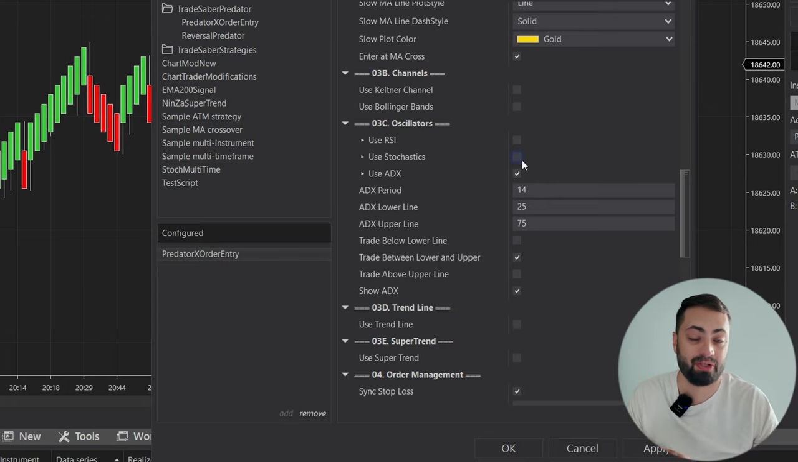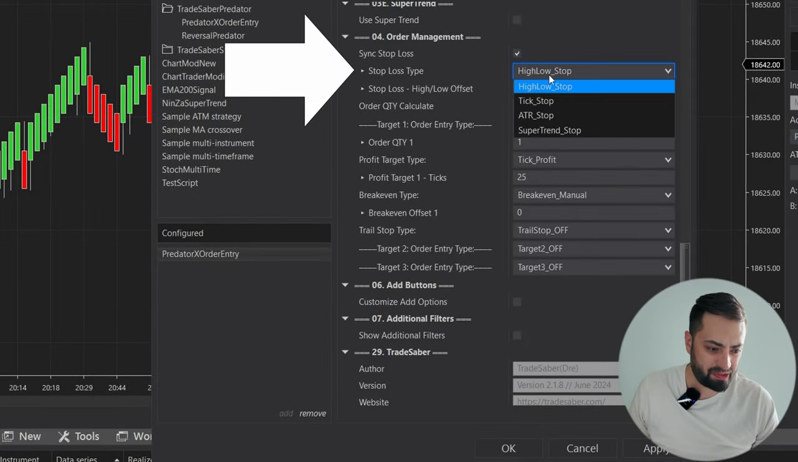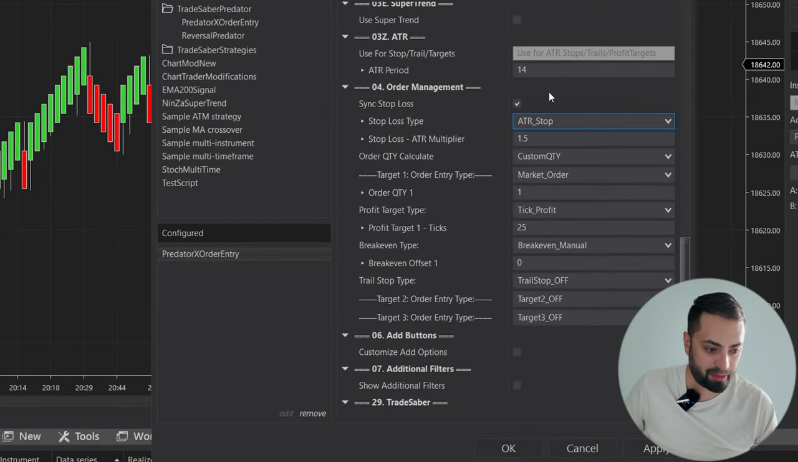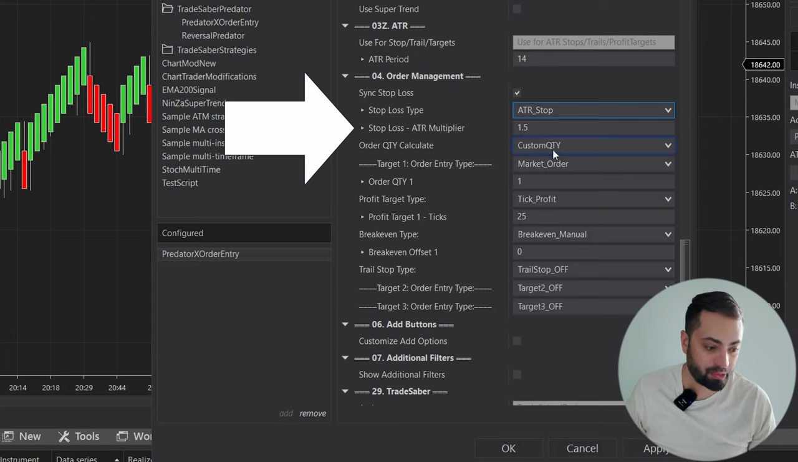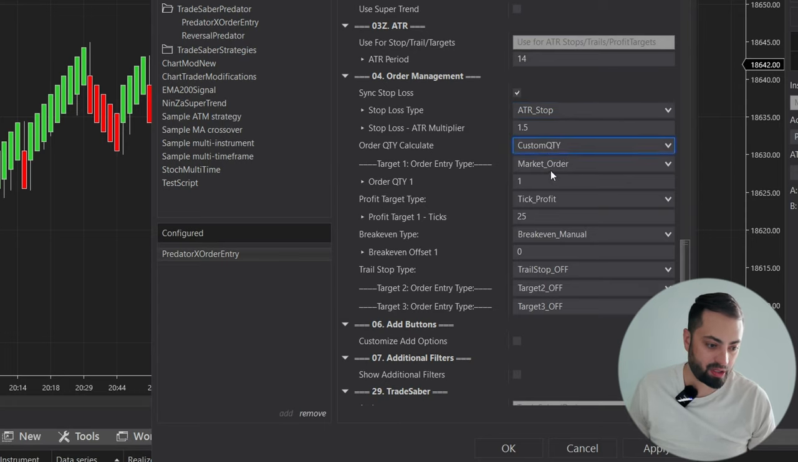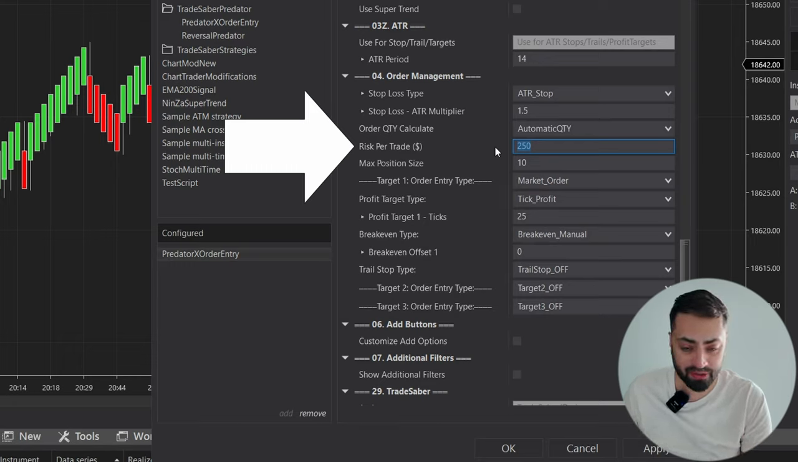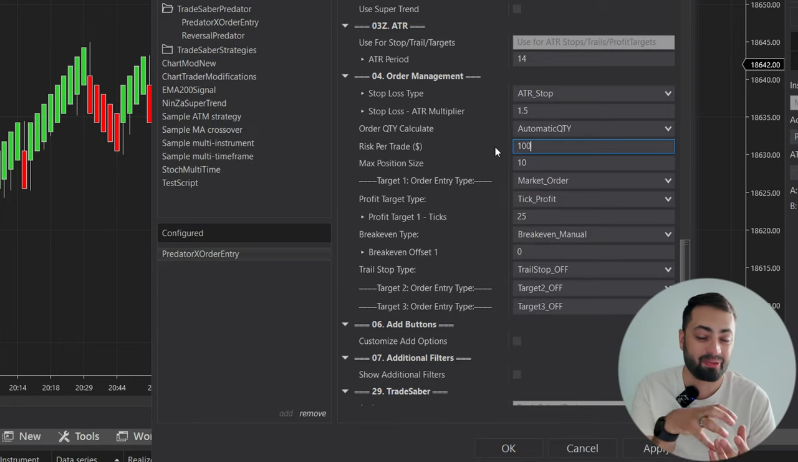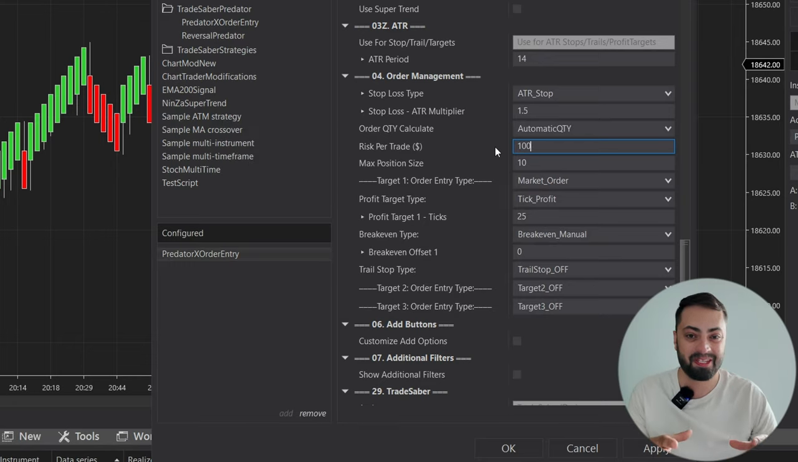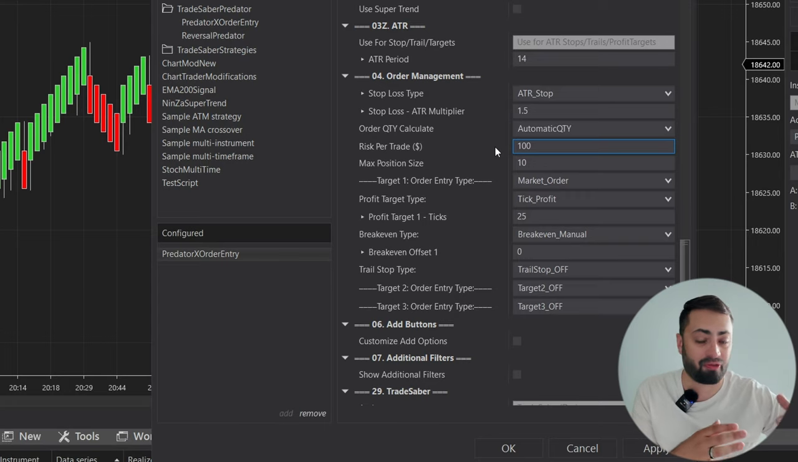Let's just set up our order and run it on the playback to see how it works. All right, so we're just going to select a quick ATR stop. The stop loss is okay at 1.5. I'm going to set an automatic quantity. I just want to risk $100 per trade. I'm trying to keep my risk size small. I was using this just on a 25K account, so I'm not risking $400 or $500 per trade. Again, just a small amount for what I'm working with, but you guys can customize this however you want.